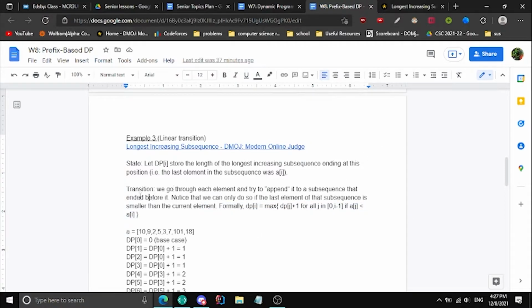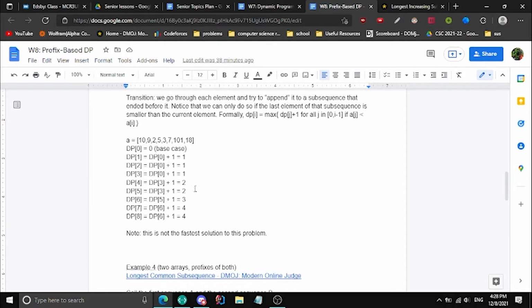For every dp at i, I'm going to store the length, and A at i is going to store all the elements. For any particular element, I'm going to go through whatever was before it, and if that element is smaller than my current element, then I can update my current element's dp value. Let's look at an example to better understand this.